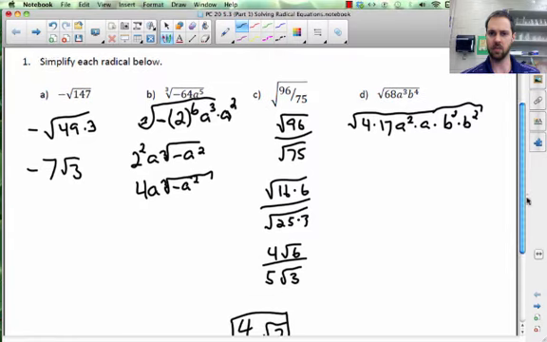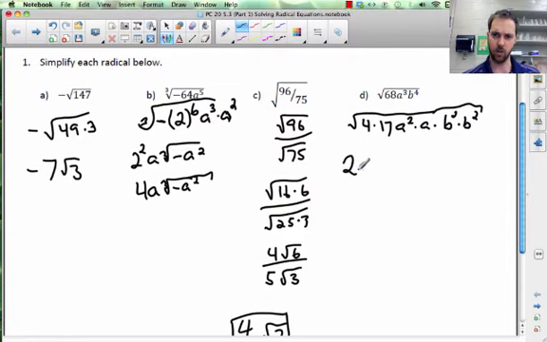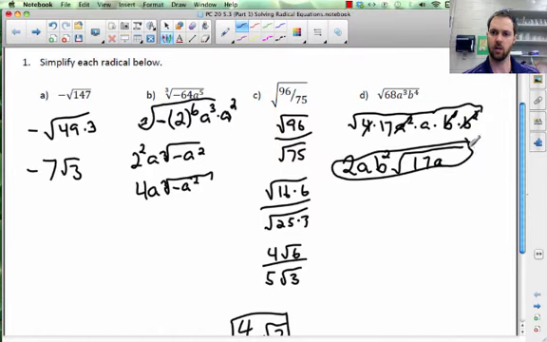So we can take the square root of 4 and it gives us 2. We can take the square root of a squared and it gives us a. We can take the square root of b squared, and it gives us b. We take the square root of another b squared, and it gives us another b. So that becomes b squared there. And then all that's left on the inside, we've got rid of all those, is 17a. And you're done.